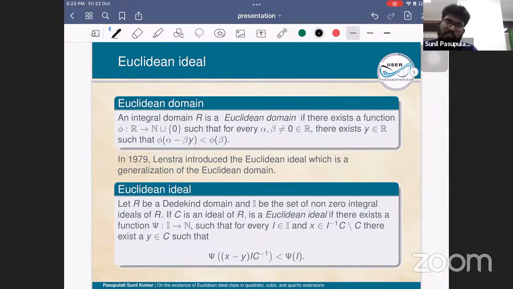You can see there is some similarity between the definition of a Euclidean domain and that of a Euclidean ideal. Actually, a Euclidean ideal can be defined for a general integral domain as well. Lenstra even defined it for a general integral domain, but later he proved that if a Euclidean ideal exists, that integral domain has to be a Dedekind domain. So I started with R to be a Dedekind domain.